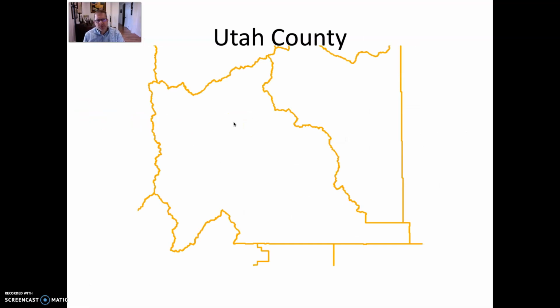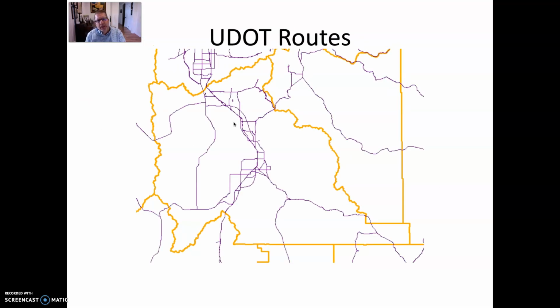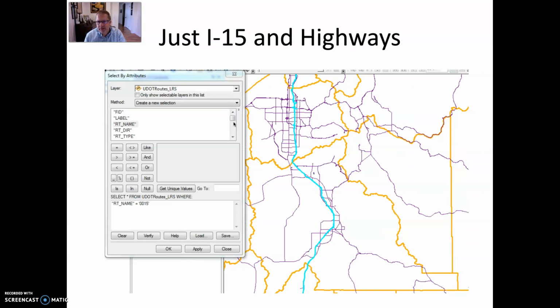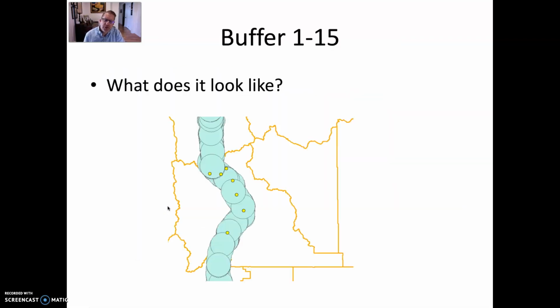Let's actually try solving this problem. Here's Utah County. Here are u.routes downloaded from AGRC. Let's select from u.routes everything that is I-15. So we'll select from u.routes where the route name is 0015. And that gives us that blue line in the middle. Now let's run a buffer. Here I did not do the dissolve. I should have dissolved them. Now I've got all these little circles around sections of I-15. If I'd used dissolve, I'd have one big polygon around it.